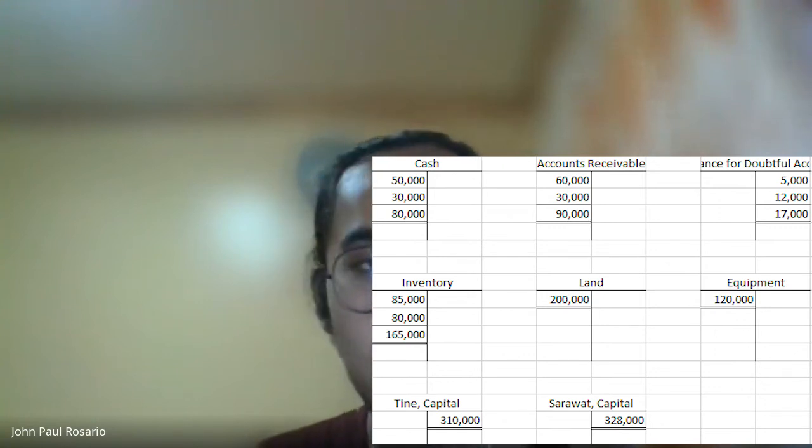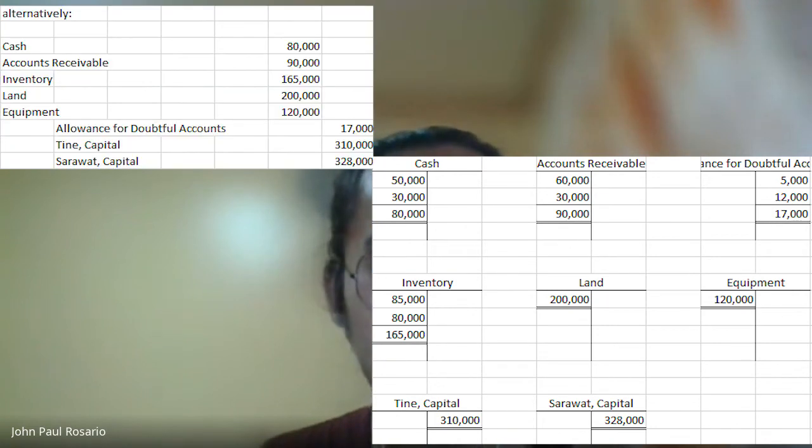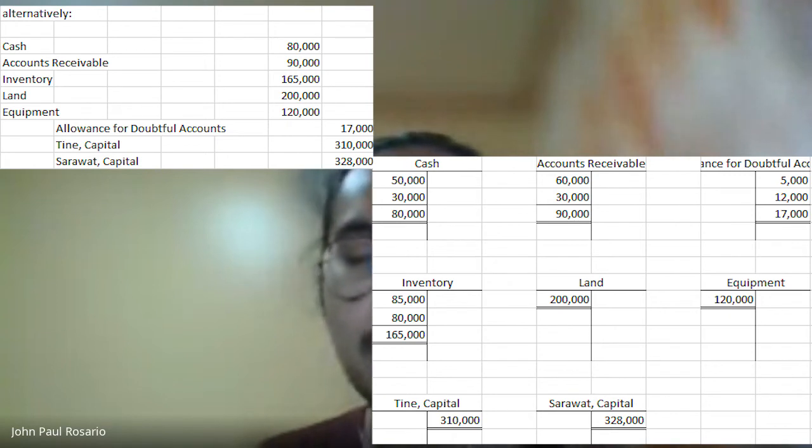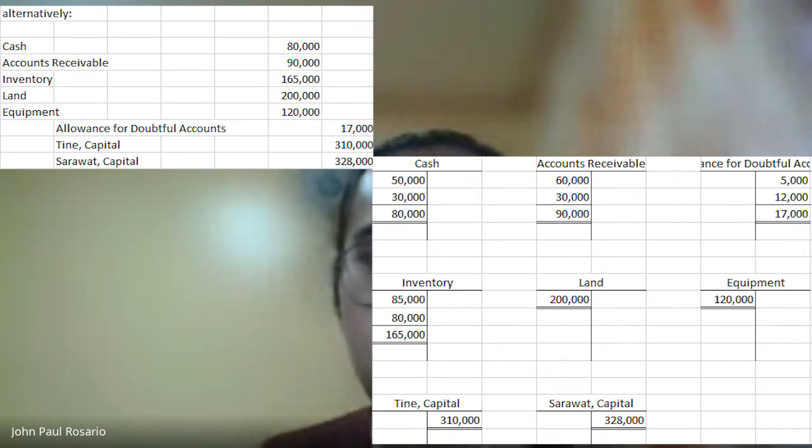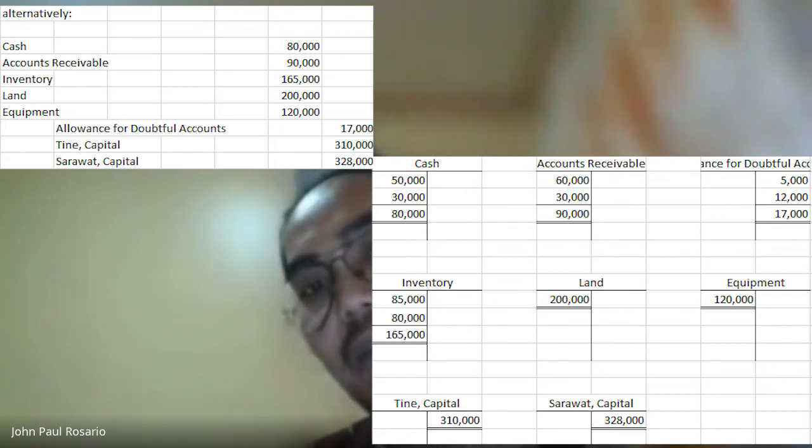Okay. So if we compare it to this only one entry, no? The only one entry here, we have cash 80,000, which totaled here 80,000 also. Accounts receivable equal to the total here. 165,000 of inventory equal here. 200,000 of land equal to here. 120,000 of equipment equal to our trial balance, so our T account, and then allowance of 17,000, and then Tyne capital 310,000, Sarawat capital 328,000. Okay.